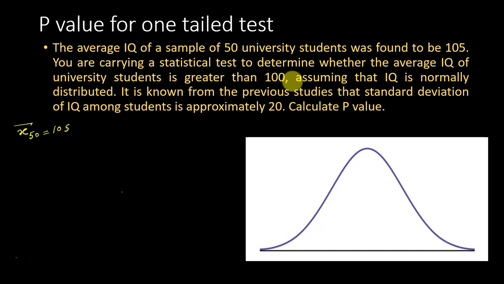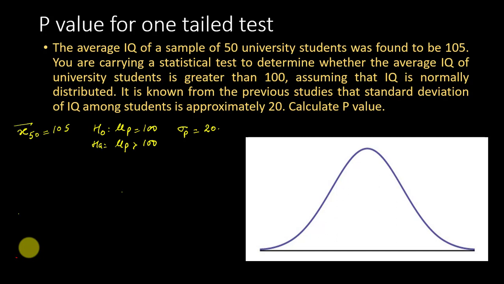As we have already seen how to state the null hypothesis and alternate hypothesis, in this question the null hypothesis is mu of population is equal to 100 and the alternate hypothesis is mu of population is greater than 100. We are also given that the standard deviation of IQ among students is approximately 20, so the standard deviation of the population is 20. Now we are asked to calculate the p-value.